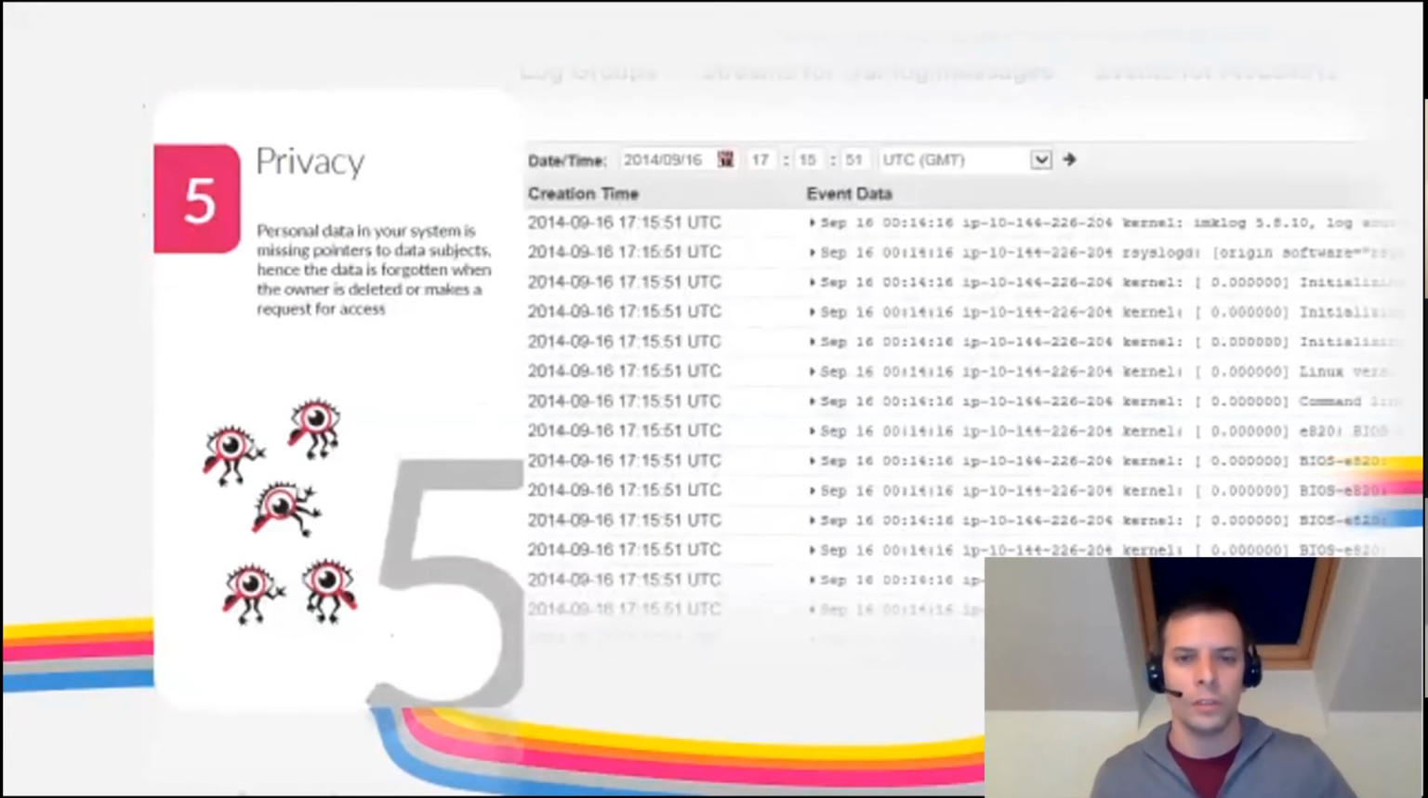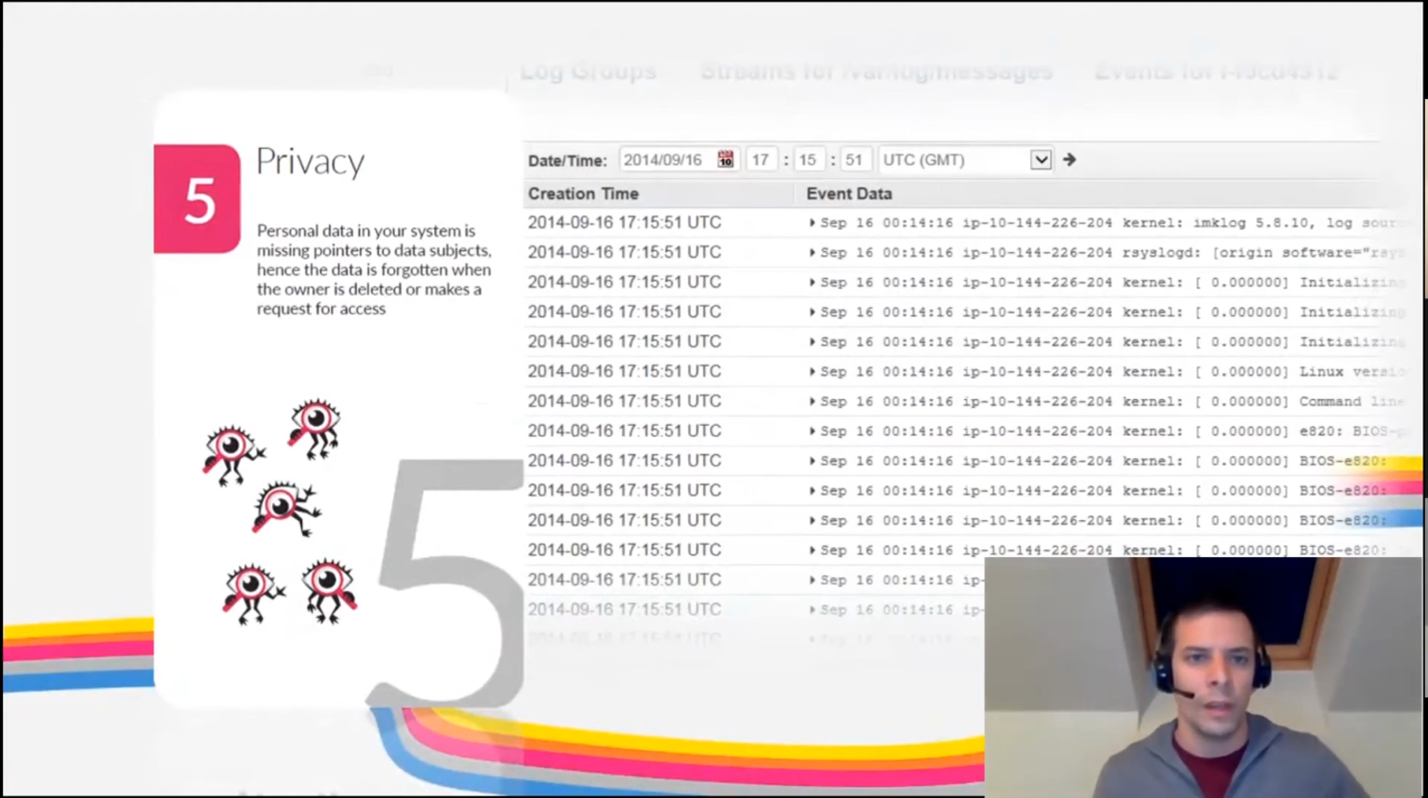The next card is a very engineering focused card, which says that personal data in your system is missing pointers to data subjects, hence the data is forgotten when the owner is deleted or makes a request for access. Now, I'm pretty sure everyone has heard about the right to be forgotten requirement in GDPR and how this relates to current widely applied technologies: nowadays, because storage is cheap, we tend to use a lot of streaming data stores or unstructured NoSQL buckets, which then are going to have very weak pointers into the structured database you have, if you have any kind of structured database.